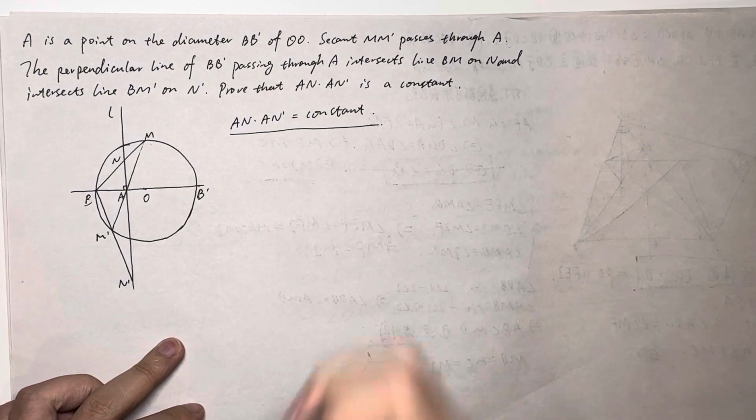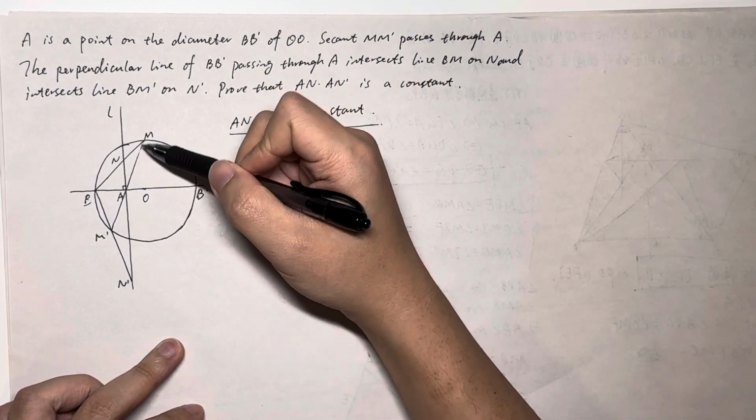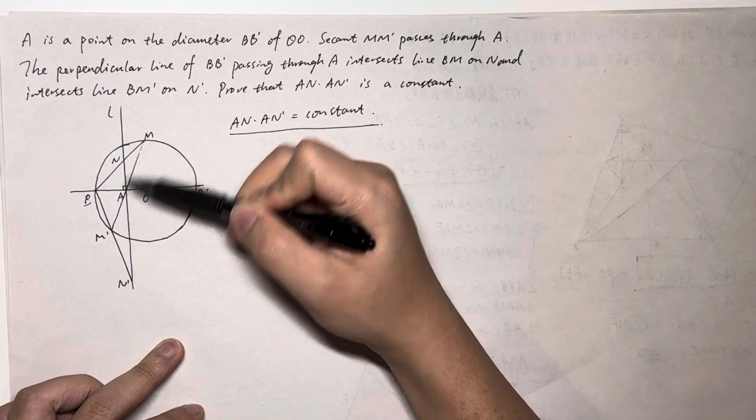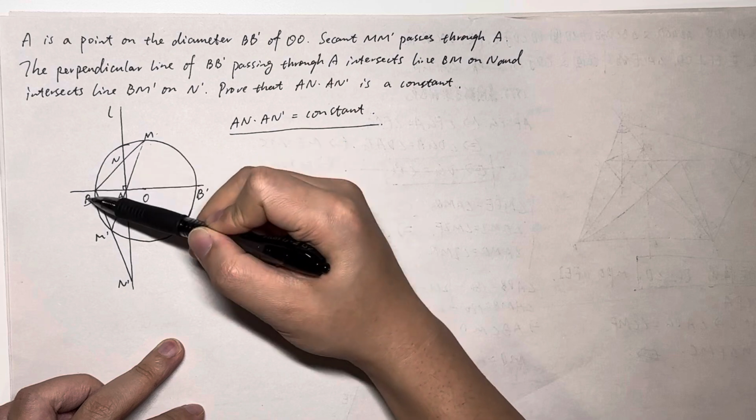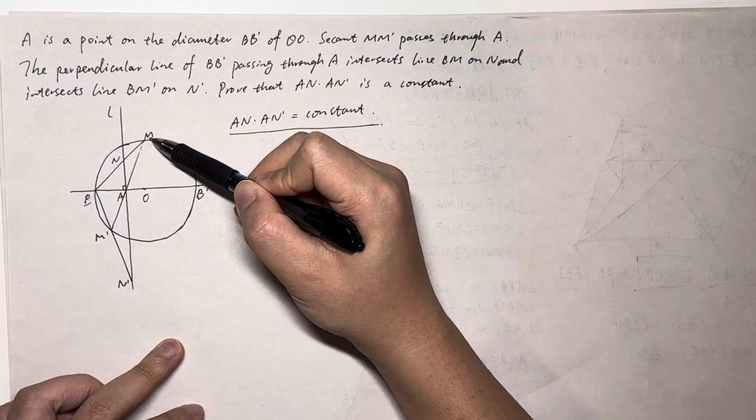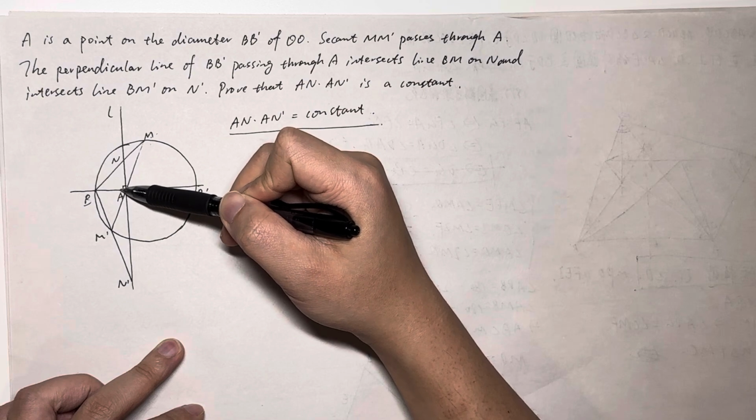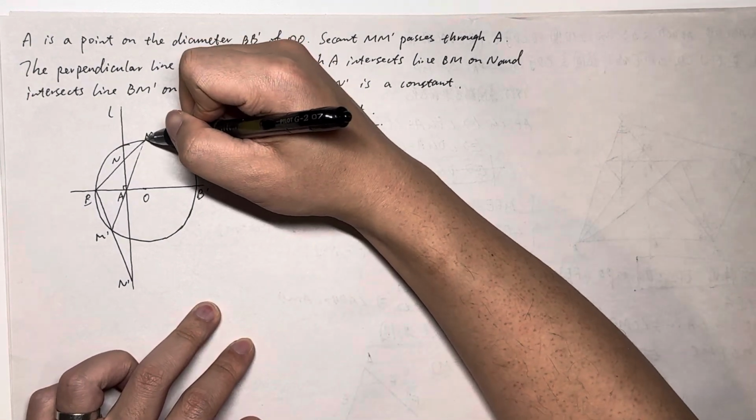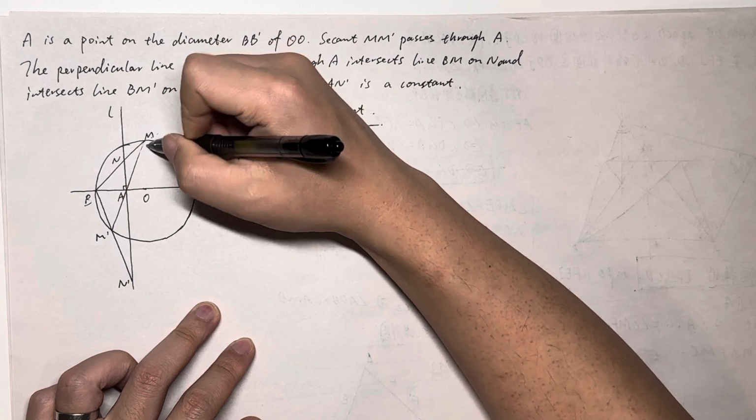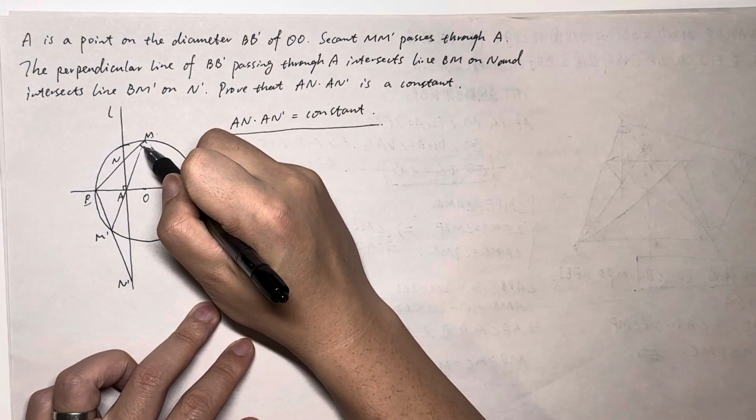It doesn't matter whether it's 90 degrees or 60 degrees if we just consider that MM prime is a secant and we want BM to intersect with this line. So we want to transfer it. The way we do that is that we can connect M, B prime. Now we have a 90 degree angle here.